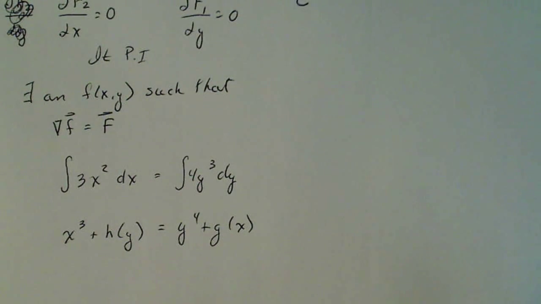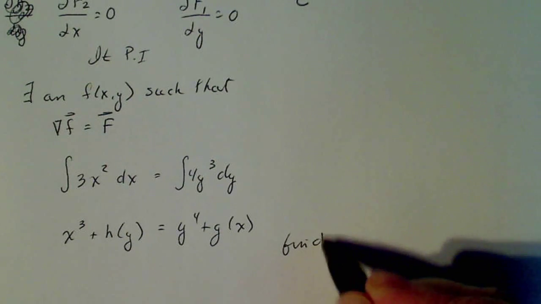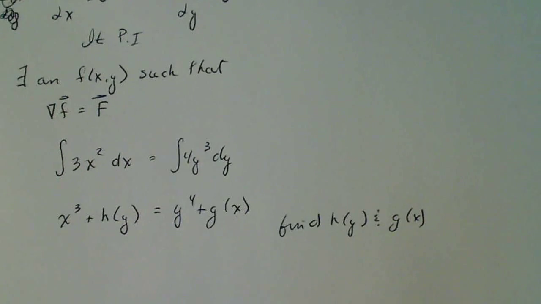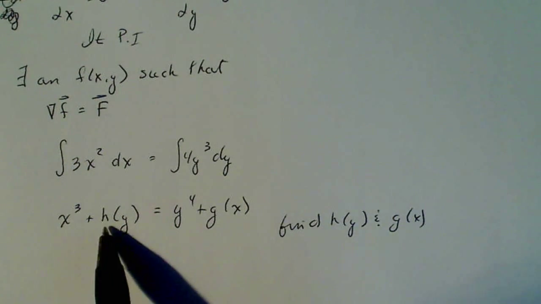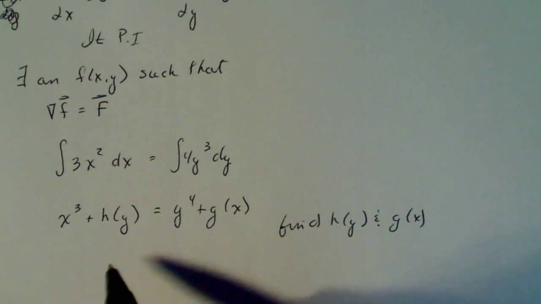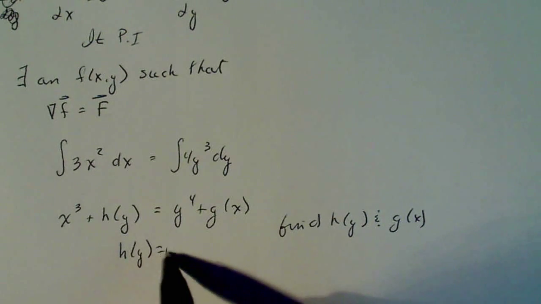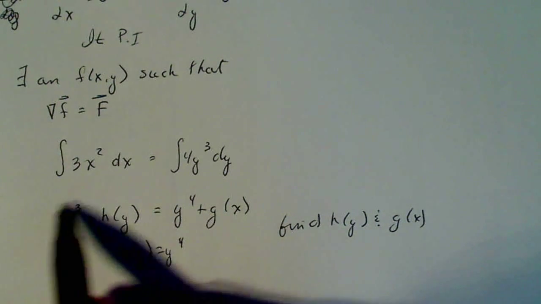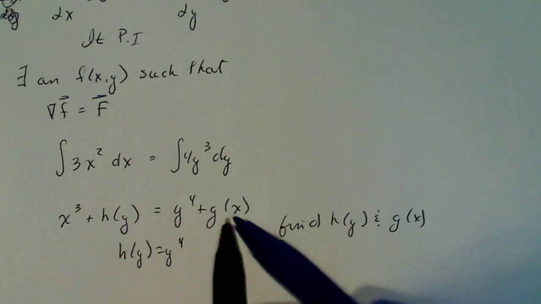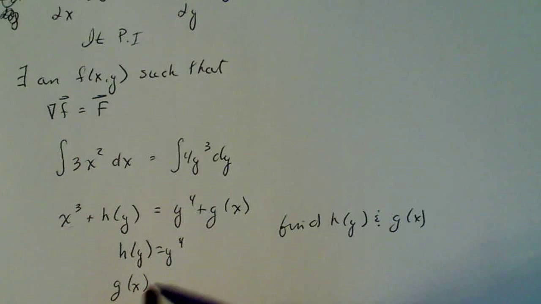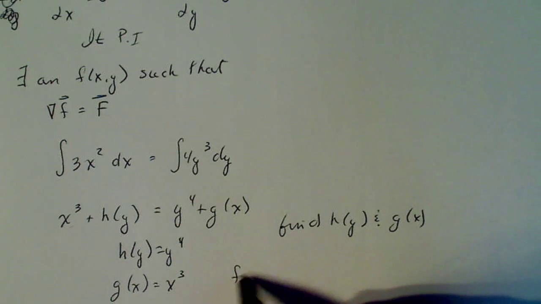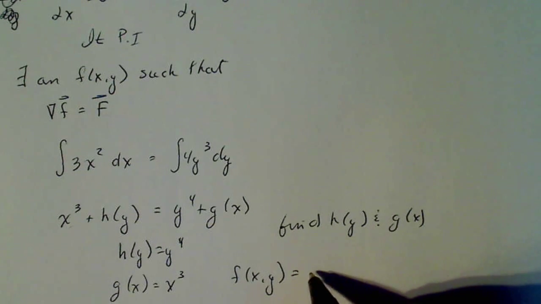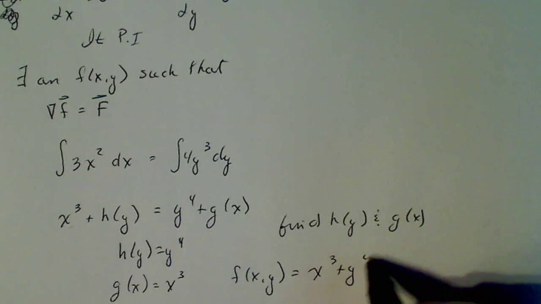So these two things have to be together, so we need to find h of y and g of x based on the fact that those two things have to be equal. In this case, the only thing that's a function of y over here is y to the 4th. So h of y is y to the 4th, and vice versa. If the only thing over here in terms of x only is x cubed, that's what g of x has to be. So g of x is equal to x cubed. So in the end, f of xy is equal to x cubed plus y to the 4th.